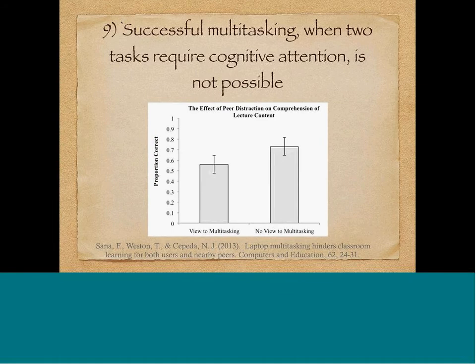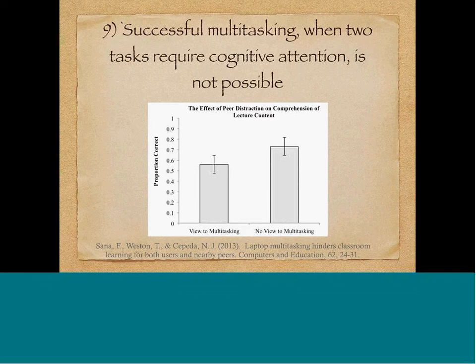They had another group, and the non-multitaskers they divided into two groups: non-multitasking students who could see the screens of the multitaskers, and those who could not. The non-multitaskers who could simply see the screens of the multitaskers performed a full two grades lower than those who were non-multitasking and had no view of the screens.